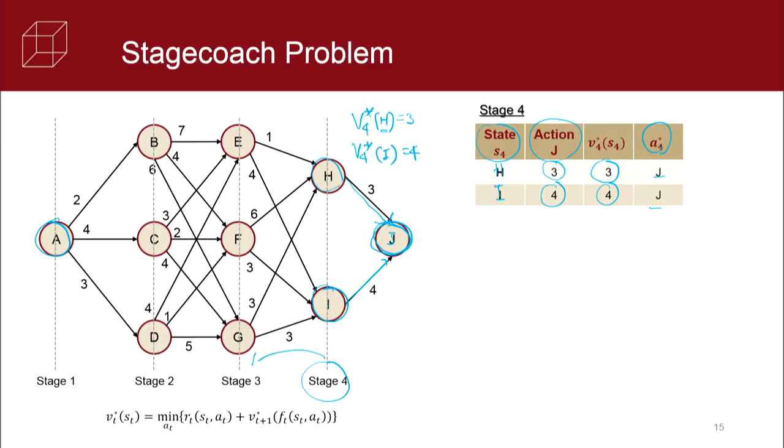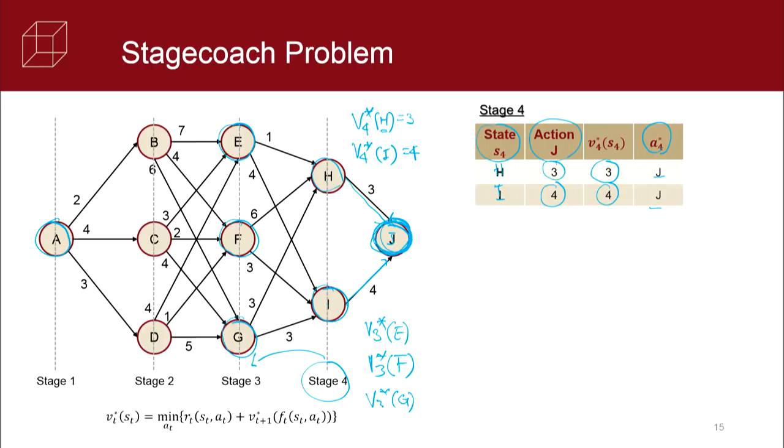Let's move backward to stage 3. V3 star E means the length of the shortest path from node E to node J. V3 star F means the length of the shortest path from F to J. And V3 star G means the shortest path from node G to node J.